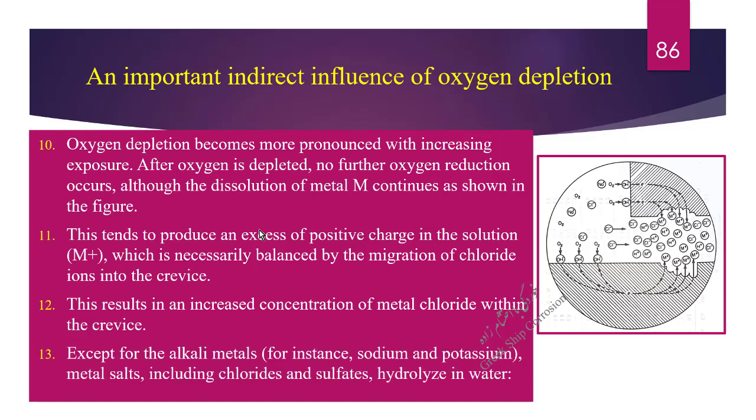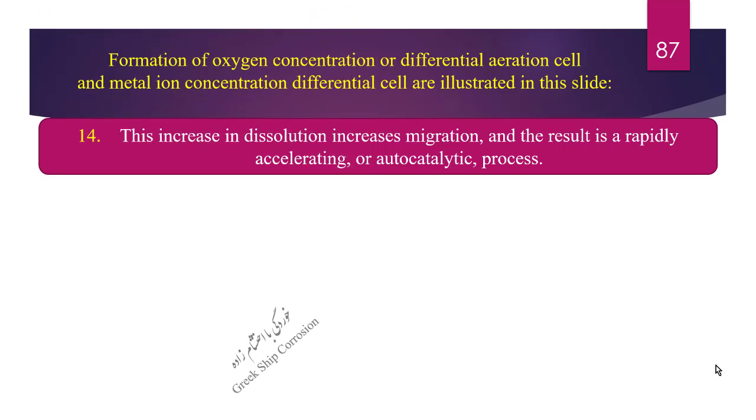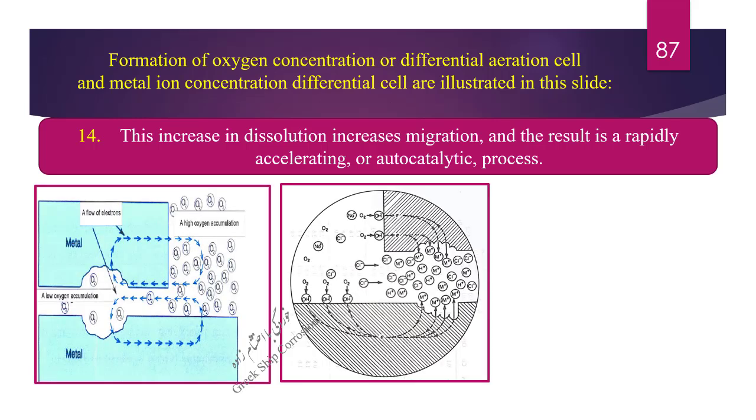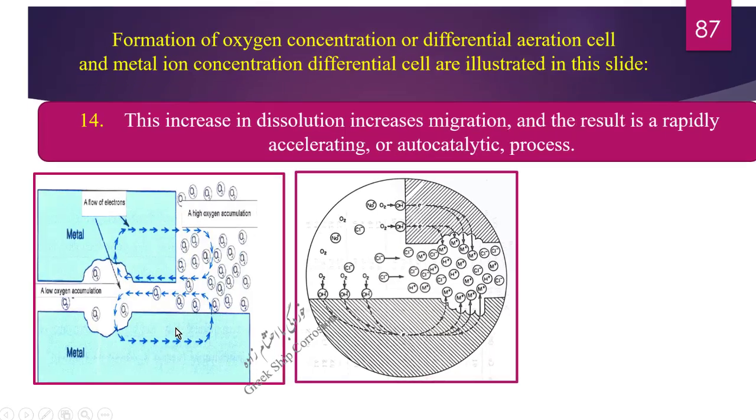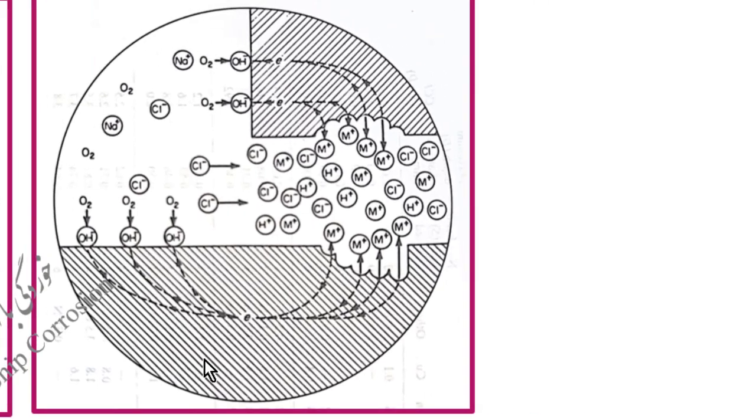13. Except for the alkali metals, for instance sodium and potassium, metal salts, including chlorides and sulfates, hydrolyze in water. MCl plus H2O equals MOH plus HCl. 14. This increase in H+ in the solution increases chloride migration, and the result is a rapidly accelerating or autocatalytic process. Formation of an oxygen concentration or differential aeration cell is shown in this figure, and formation of a metal ion concentration differential cell is shown here.